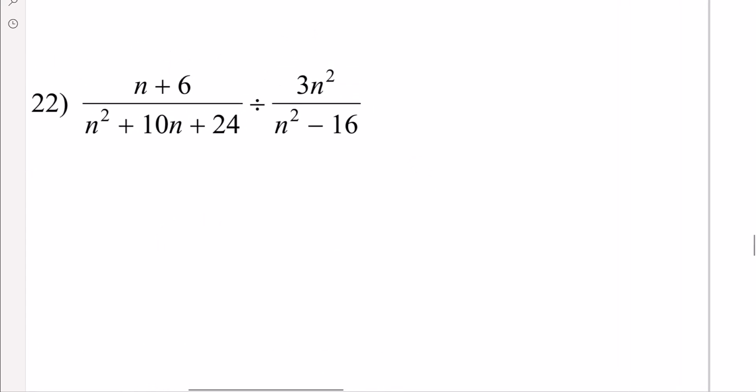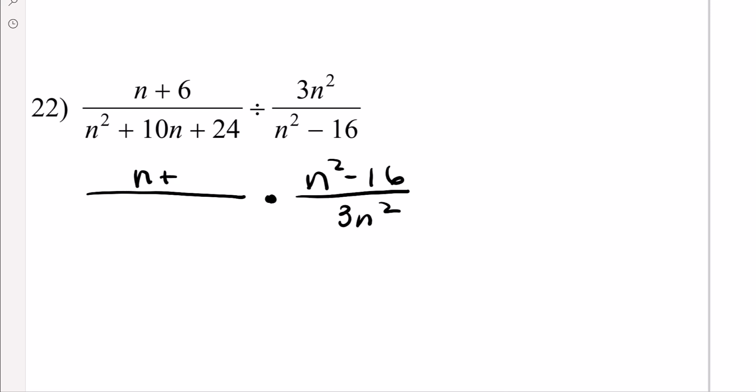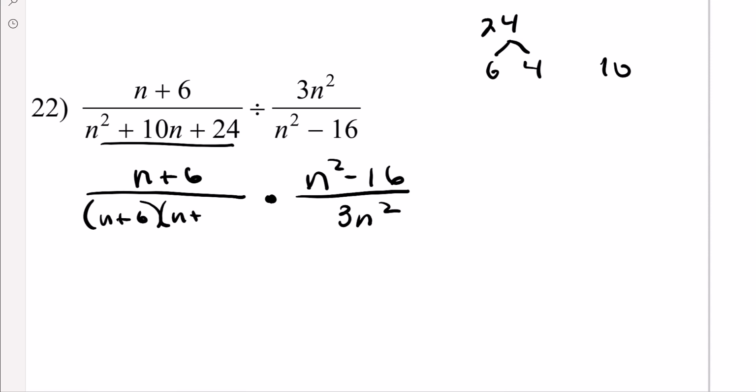First thing you're going to do is flip the second fraction. Be really disciplined about that. I'm going to go ahead and factor this one. Factors of 24 that add up to 10, well, that would be 6 and 4. So we have n plus 6, n plus 4.